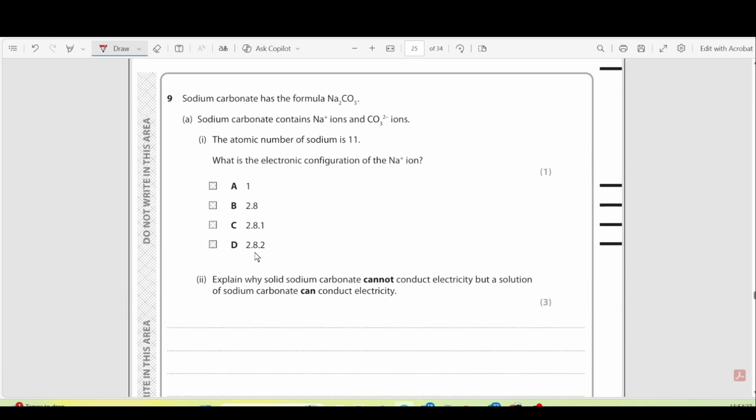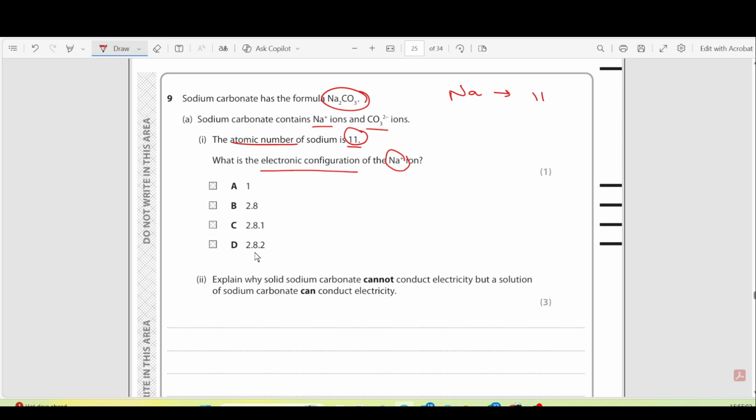Let's try the next question, question number 9, which says sodium carbonate. This is the formula for sodium carbonate, and it contains these two ions. The atomic number of sodium is 11. What is the electronic configuration of the Na plus ion? If there is a charge, it becomes an ion. It is not an atom anymore. So this 11 is the atomic number of sodium. When it is just Na, there is no sign. So how are the 11 electrons distributed?